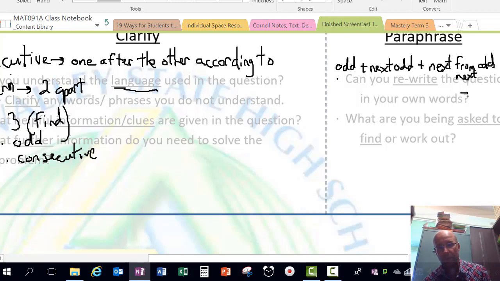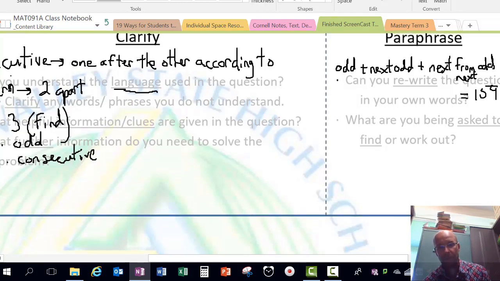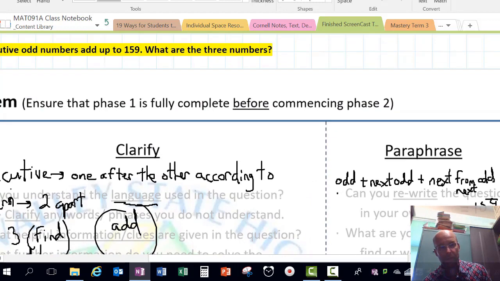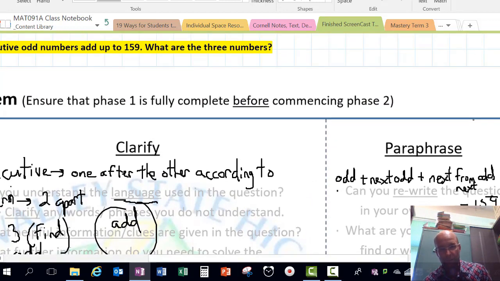Next from next odd. That all equals 159. So because sum means add. Alright, so that's something I should have put in clarify. So see all the, we're going to add. So see all of the thinking that goes before we actually even write anything, because if we do that thinking, the solving is quite easy.